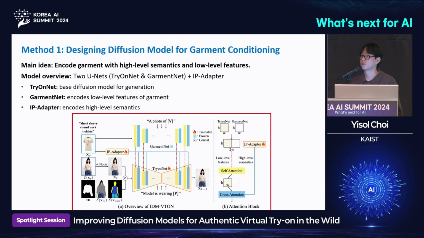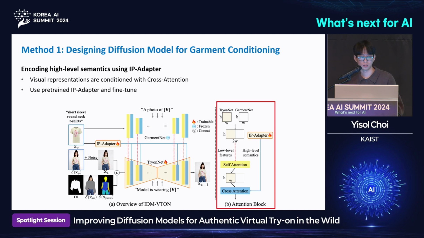And this is an overview of our IDM-VTON. Our main idea is to encode the garment image by separating it into high-level semantics and low-level features. So to do this, we use an IP adapter to encode the high-level semantics of the garment and GarmentNet to encode the low-level features of the garment. So our model consists of three main components: IP adapter, GarmentNet, and TryonNet for generating the actual try-on images.